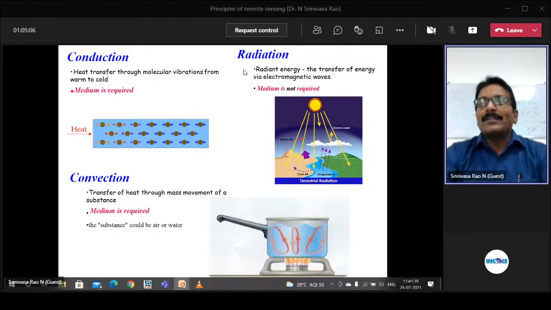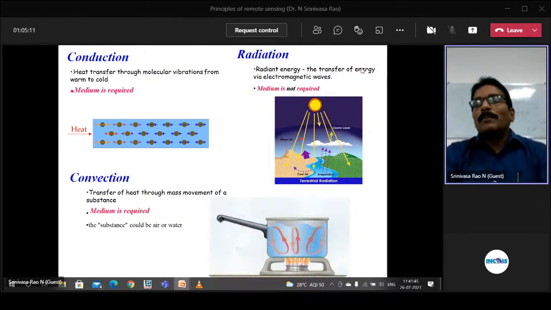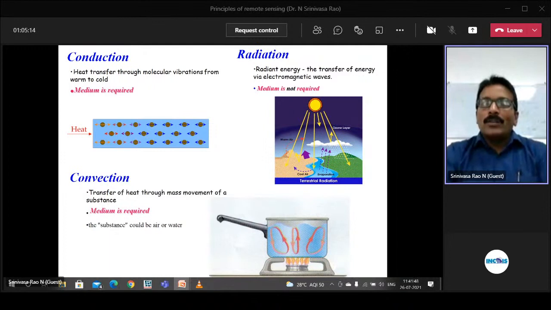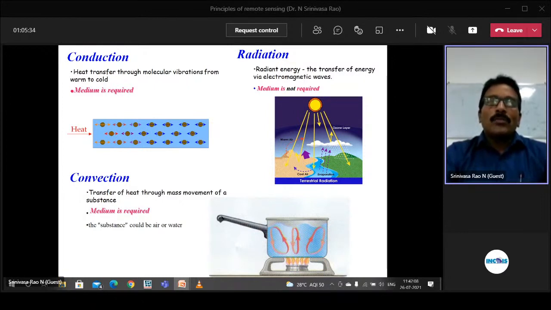If you come to radiation, meaning radiant energy, it is the transfer of energy from one place to another without any medium support. If any energy transfers from one place to another without any medium support, we call it radiation. Only one energy form has this radiation property, and that is light. Light alone can travel without any medium support. Similarly, if you take sound, to carry some information from one place to another, a medium is required. That's why in satellite remote sensing we are using only light.